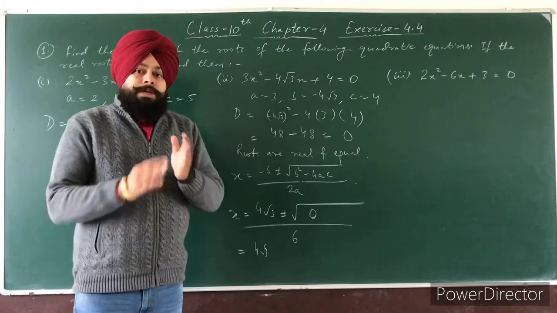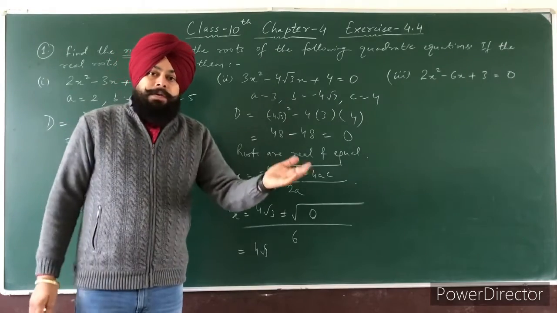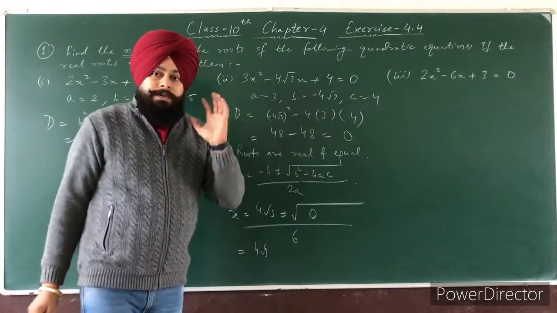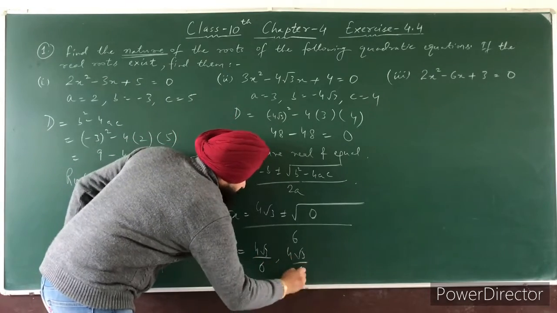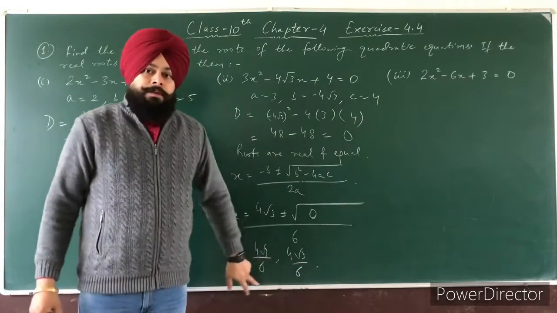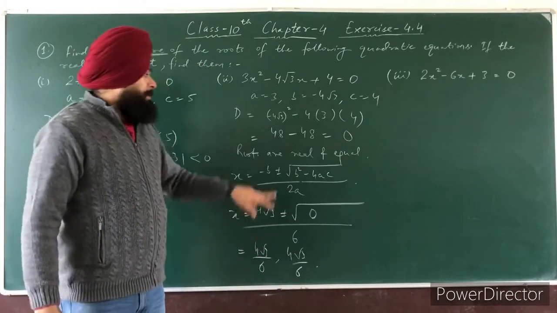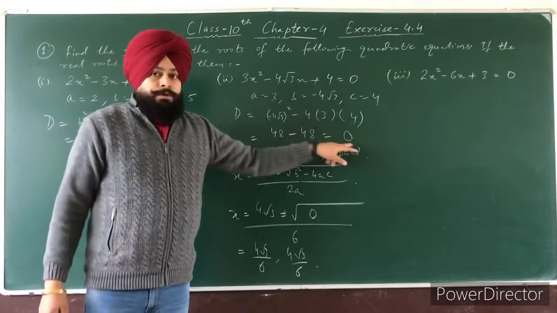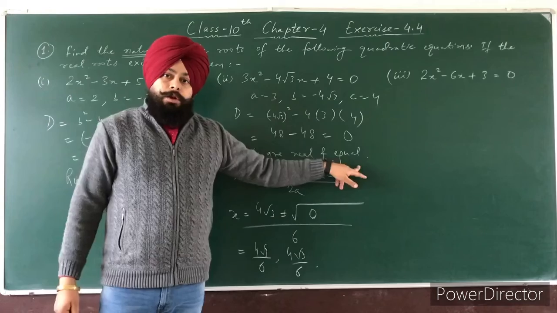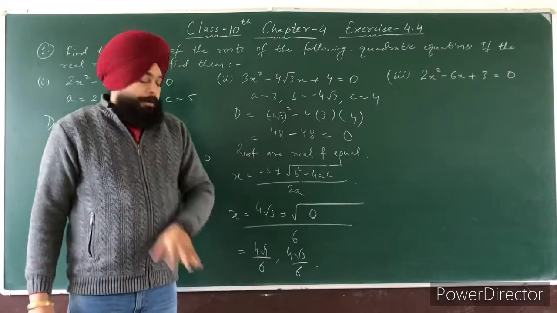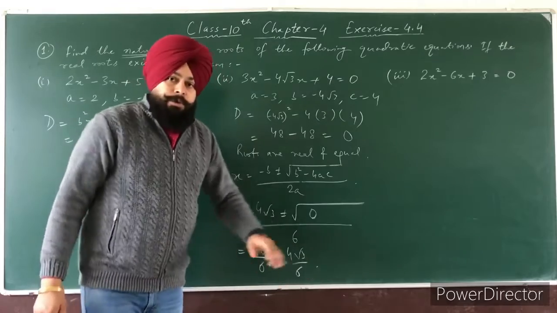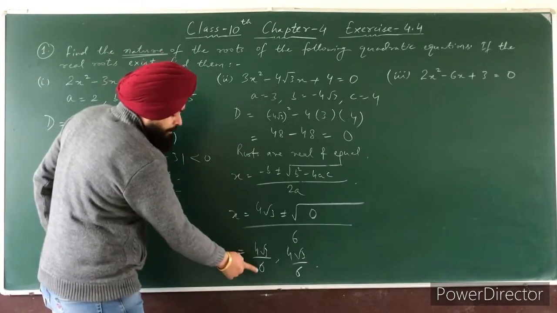ठीक है, आप चाहे 4 root 3 में plus 0 करो चाहे minus 0 करो, उसकी value 4 root 3 है. So it means 4 root 3 by 6, 4 root 3 by 6. It is coming up 2 times. Because we already know that when discriminant is equal to 0, the roots are real and equal. Equal means both roots should be the same. दोनों roots की value क्या होगी? Same होगी.